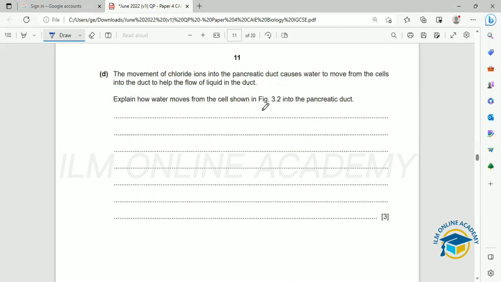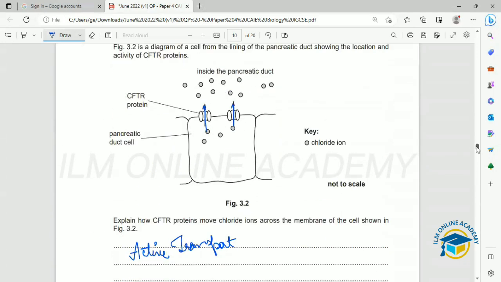Now, how does water move? Water actually moves as a result of osmosis. The presence of chloride ions in the duct decreases the water potential there, and then water would move by osmosis from a higher water potential to a lower water potential. See, due to the presence of more chloride ions in the duct, the water potential here is going to decrease.